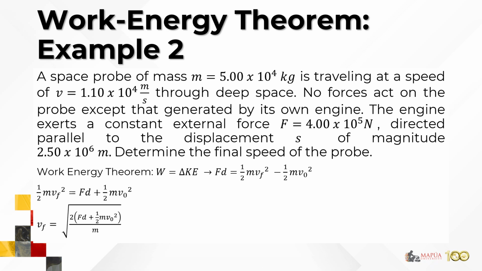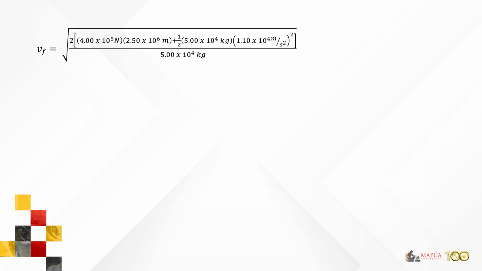Next. And then we substitute all the given values. Now try to pause this video and solve on your own. So to solve, the value of v sub f should be 12,688.58 meters per second. Hopefully that's clear.